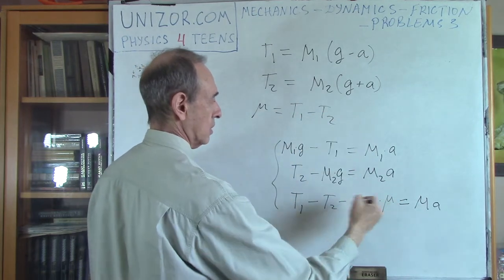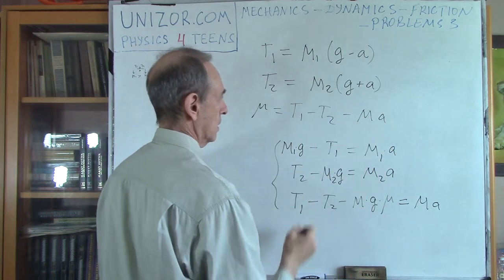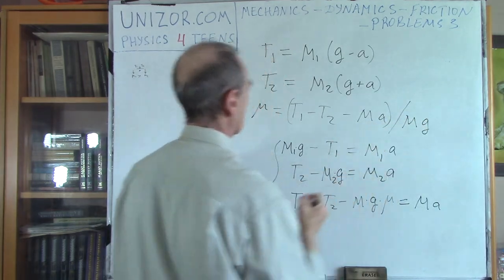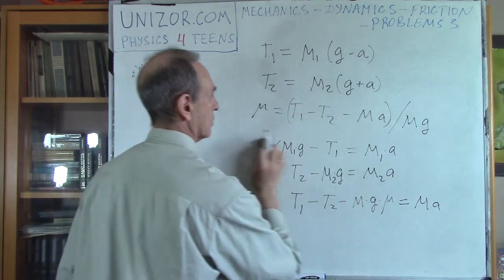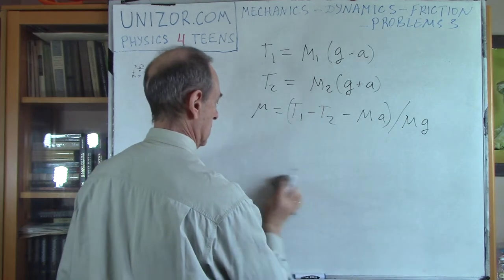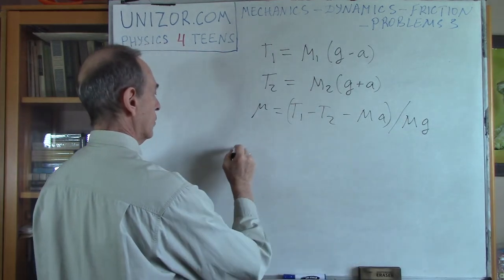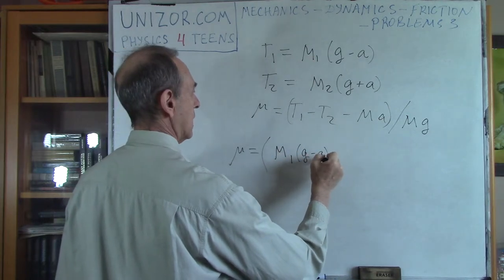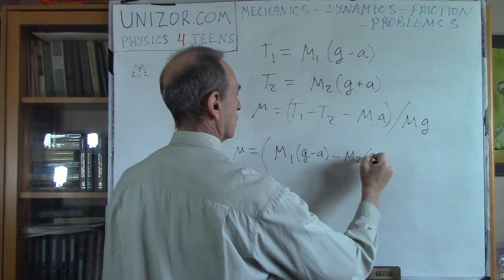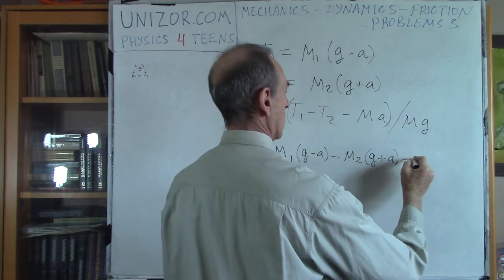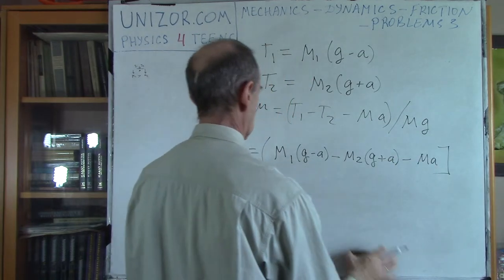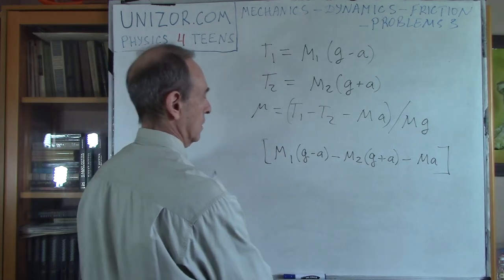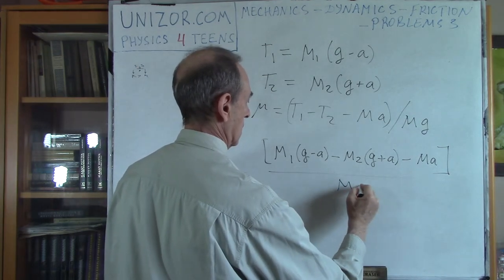Okay, and from here we obviously can determine mu, which is equal to T1 minus T2 minus MA divided by MG, where T1 is, okay, I can just write it down too. So mu is equal to T1, which is M1 times (G minus A), minus M2 times (G plus A), minus MA. We'll use the square brackets here. And we can divide it by MG. And this is my mu.